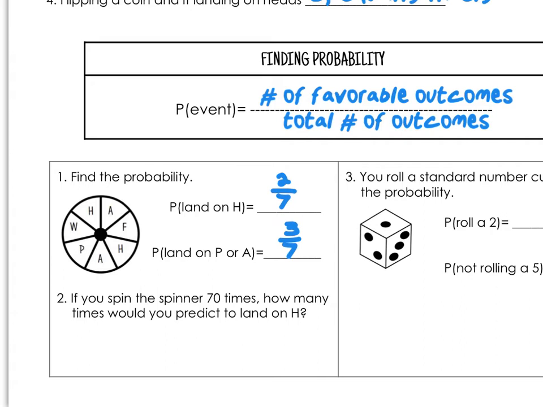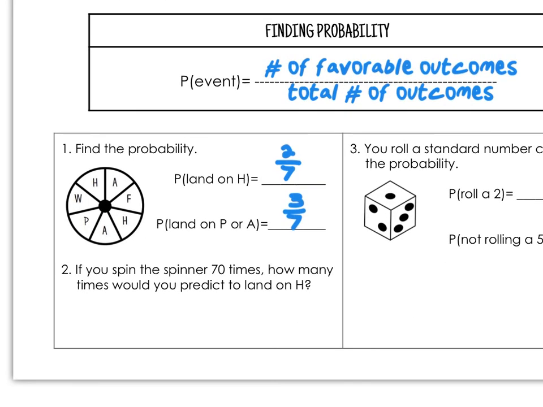Okay, now for problem 2. Problem 2 says, if you spin the spinner 70 times, how many times would you predict to land on H? Okay, so for a prediction, we always use a proportion. So remember our proportion looks like this. Our first ratio is going to be the probability that it's going to land on H, and we said earlier it's going to be 2 out of 7. And now we want to know if we were to spin the spinner 70 times, how many times would we predict that it would land on H? So we're going to put 70 on the bottom, and we're going to put X here. And then you're going to solve for X.